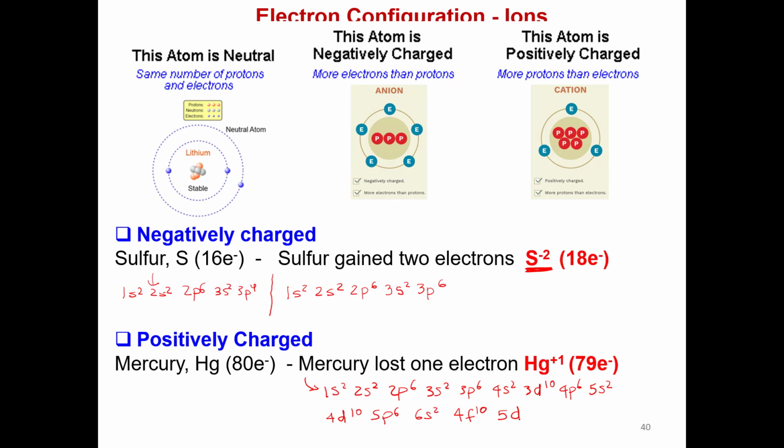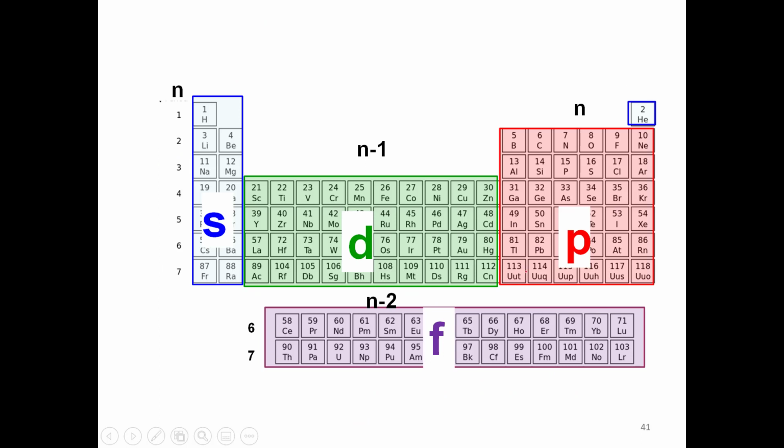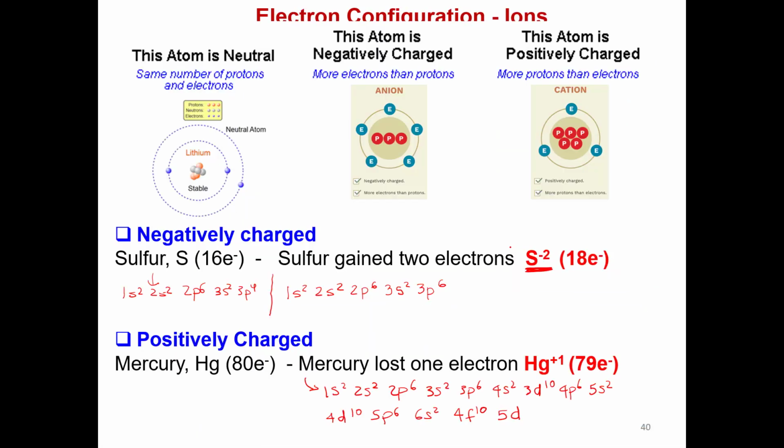5d, and if it's mercury, it will be 5d10, but because it's the ion, we need to base it on 79, so it will be 5d9. Yes, this is the electron configuration for the ion of mercury.